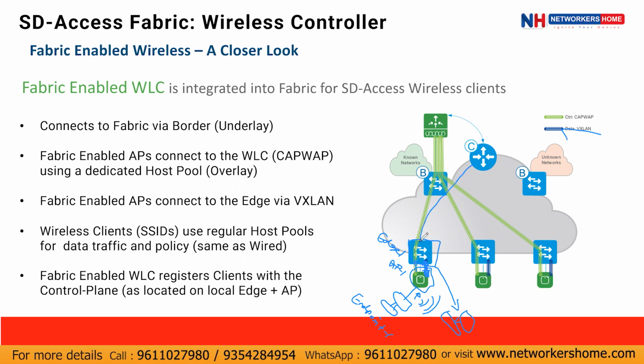It will go to the control plane, to see if the destination is connected anywhere here, or is inside the known network, or it doesn't identify it and wants to go to the internet. That decision will be taken later, but you need to understand that it will be treated the same as it is in wired. And the fabric enabled wireless controller registers clients with the control plane as well.